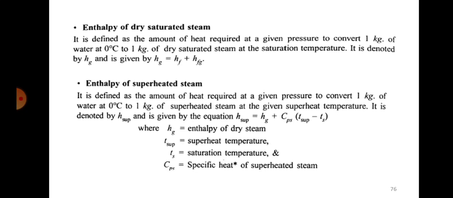Next is enthalpy of superheated steam. Enthalpy of superheated steam is defined as the amount of heat required at a given pressure to convert 1 kg of water at 0 degree Celsius to 1 kg of superheated steam at the given superheated temperature. It is denoted by H superheated, and it is given by the equation H superheated is equal to Hg plus Cps into T superheated minus T saturation.